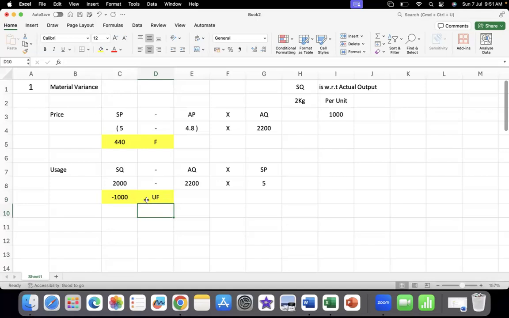Okay. So if I want to calculate a total variance of material, it would be 400 favorable and 1000 unfavorable, making it 600 unfavorable. So this would be the total of the variance. So there was a difference between your budgeted costs and your actual cost. And for material, you ended up having 600 of unfavorable variance, which means that you spent 600 more than what you expected.